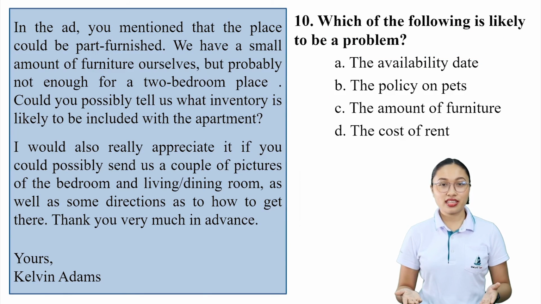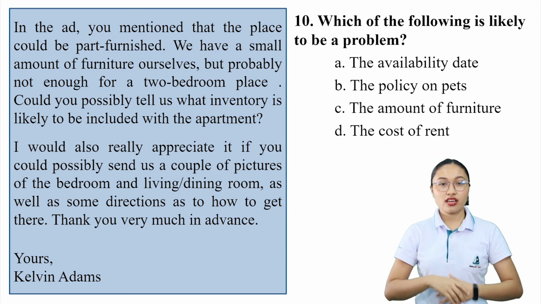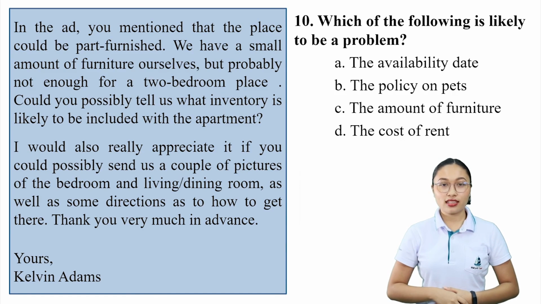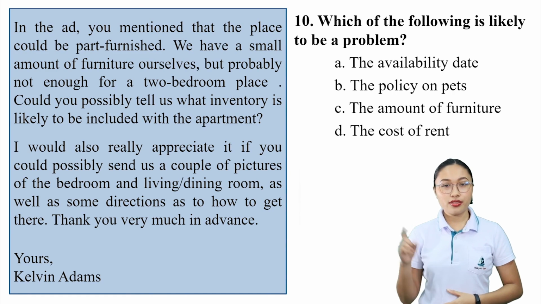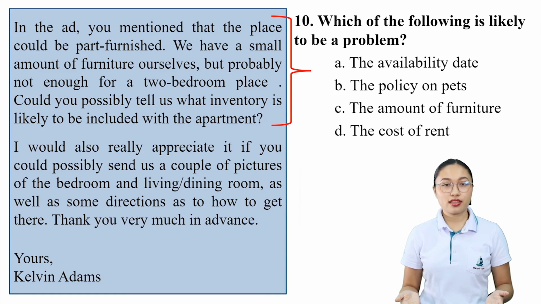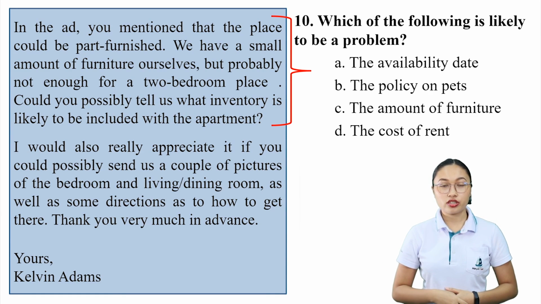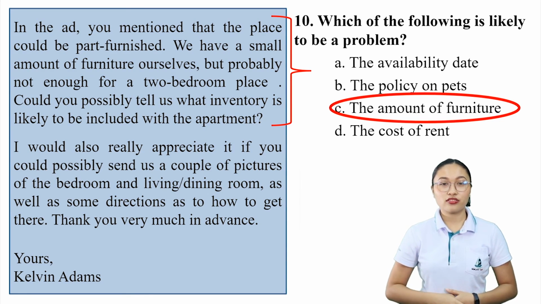Last but not the least, question number 10. Which of the following is likely to be a problem? In this part of the email, he said they own a small amount of furniture, which is probably not enough for a 2-bedroom place. The other choices were not mentioned in his email. This makes the answer obvious, which is letter C, the amount of furniture.